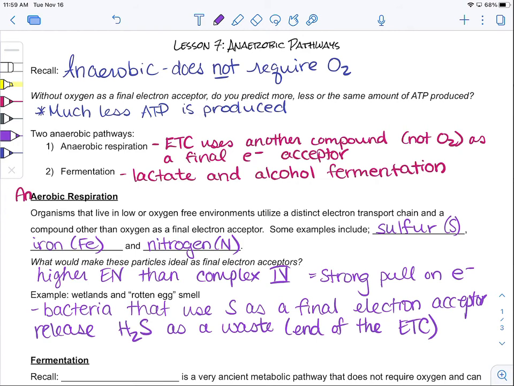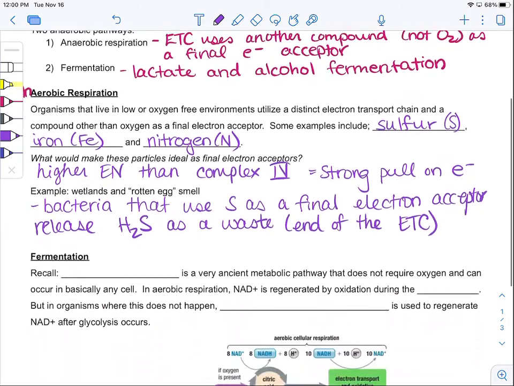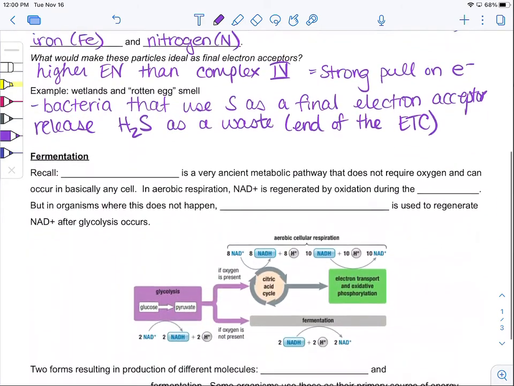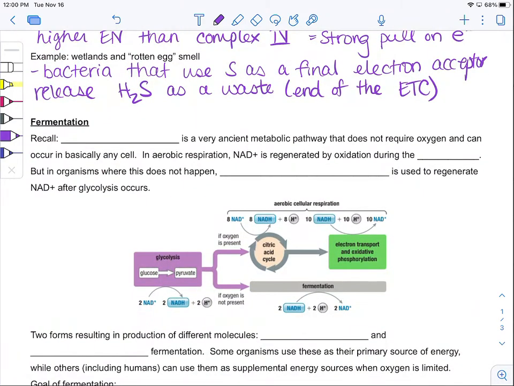The other example of an anaerobic pathway, which I think is even more interesting to us, is called fermentation. So fermentation, we're going to describe here with a little quick recall. It's still going to involve glycolysis, which is something we talked about earlier in lesson number 6, but we're going to see that some other additional things happen. So fermentation, just to reiterate, is also an example of an anaerobic pathway. In other words, a pathway that does not require oxygen.